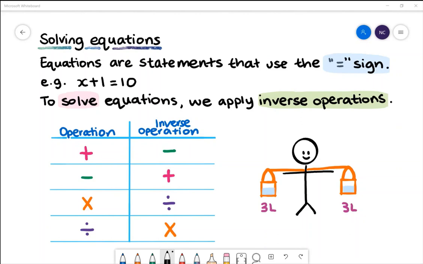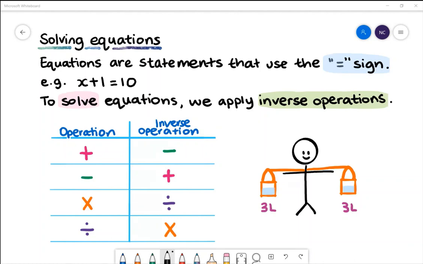To solve equations, we apply inverse operations. You can think of it like doing the opposite of an operation. There are 4 basic operations, which are plus, minus, times, and divide. The inverse of plus is minus. The inverse of minus is plus. The inverse of times is divide, and the inverse of divide is times.